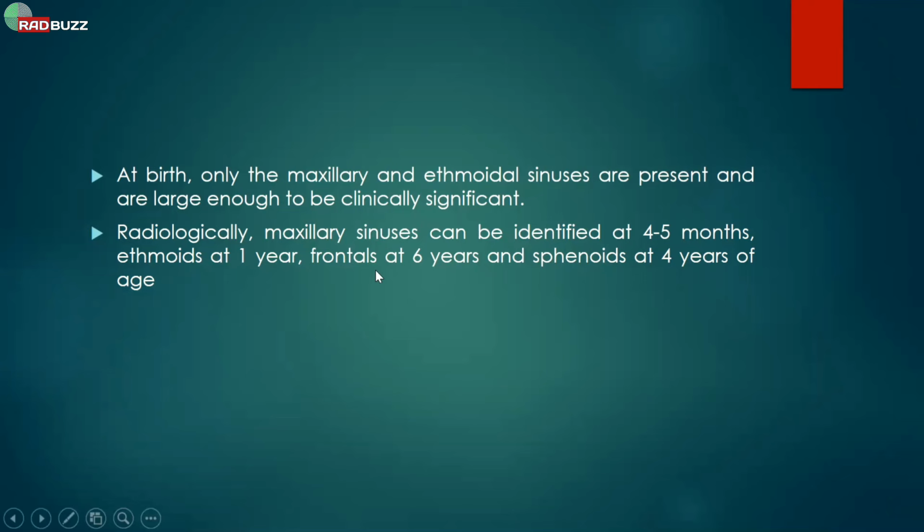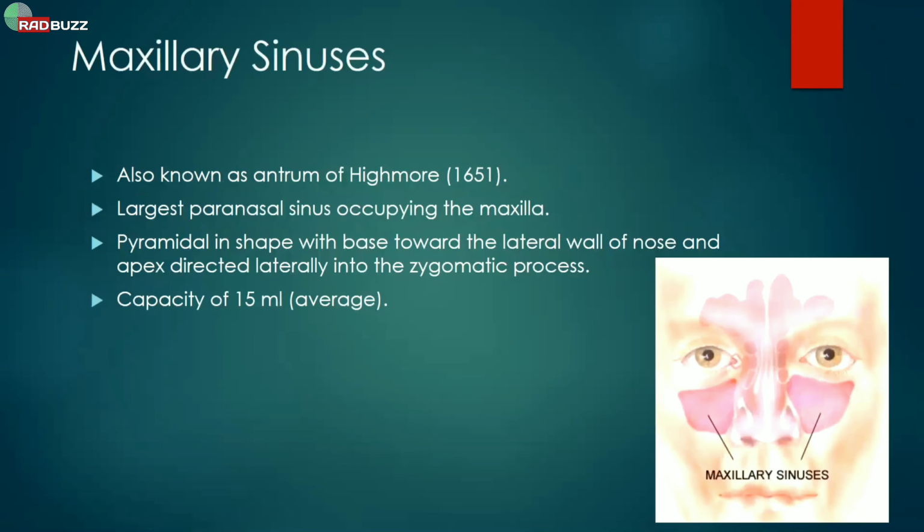So, this can be a potential question in exams of radiology. The first one to appear after birth, and the last one. So frontals are at the one extreme of 6 years. They appear the most late. So beginning with the maxillary sinuses, these were also known as antrum of Highmore. And these are the largest paranasal sinuses which occupy the maxillary bone.